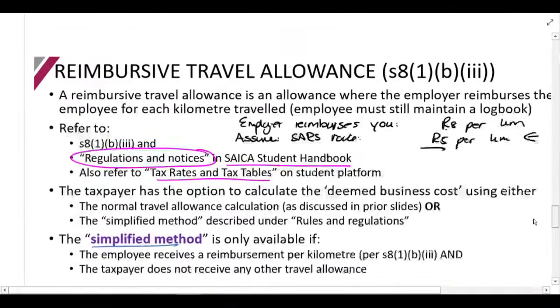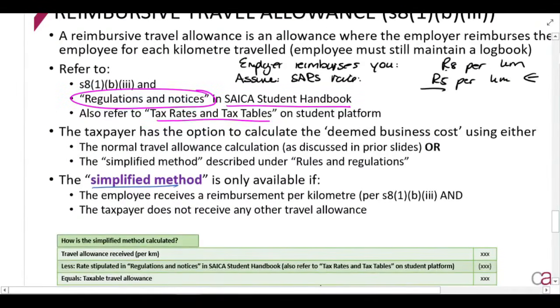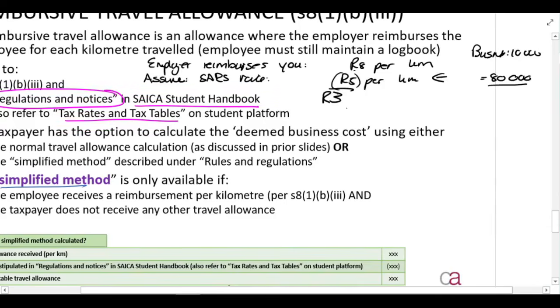Or you can use the simplified method. And the simplified method means you say, right, 5 rands is tax-free, so that means I should only get taxed on 3 rands. I traveled a total of 10,000 kilometers, so times 10,000, so my taxable amount is 30,000. So that's nice and simple.